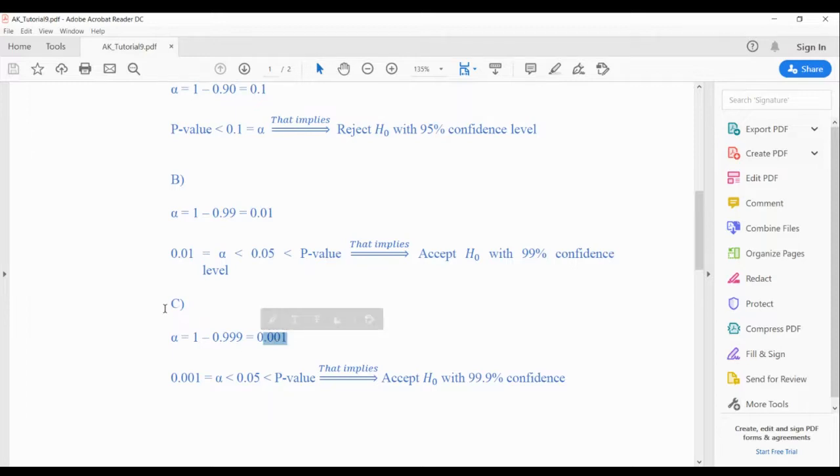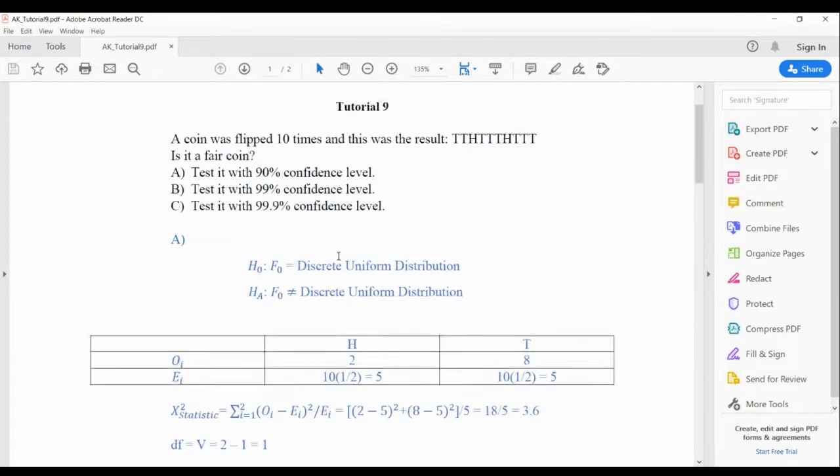So for item C, we have 99.9% confidence level. So 1 minus 0.999, which is 1 over 1,000. And when I compare this alpha with the p-value, this is the smallest one, and the p-value is even more than that. So you can see it is much bigger than 1 over 1,000, and there is not enough evidence to reject our null hypothesis.